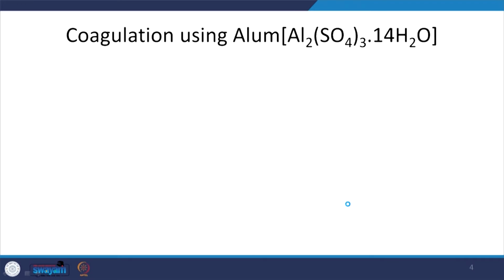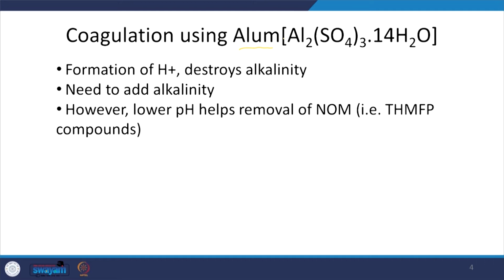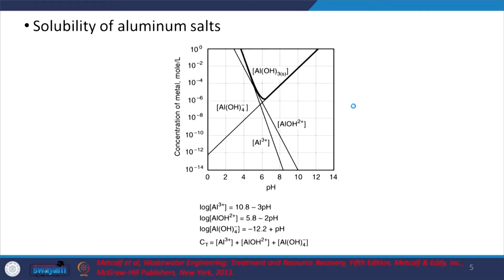So coagulation using alum, right? In that context, we were discussing these aspects, and we already discussed this aspect, the need to add alkalinity. In some cases you will want to not do that, because low pH can help remove NOM because of the change in charge, right?